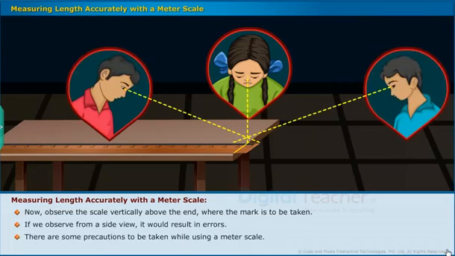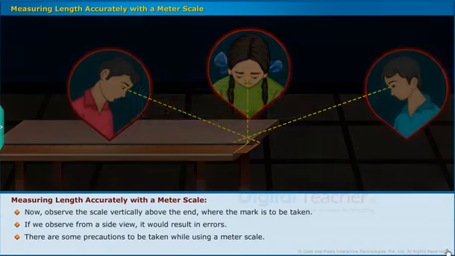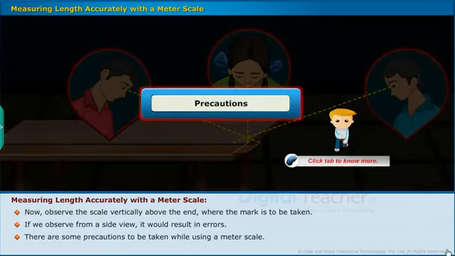There are some precautions to be taken while using a meter scale. Precautions. Click Tab to know more.